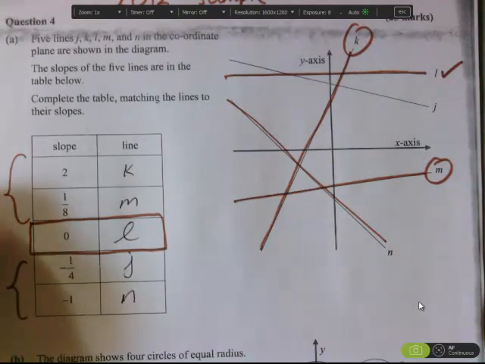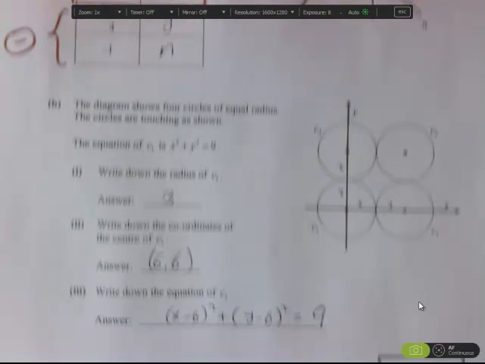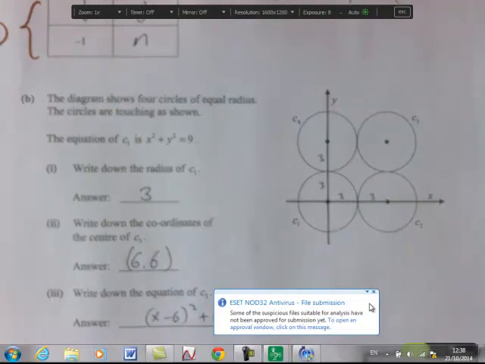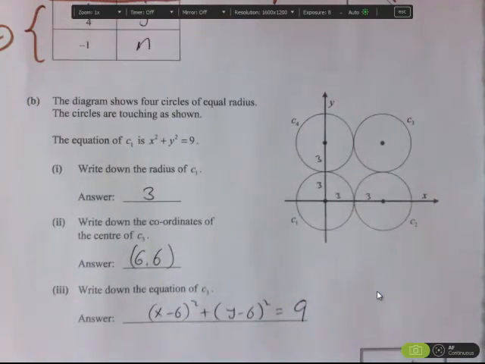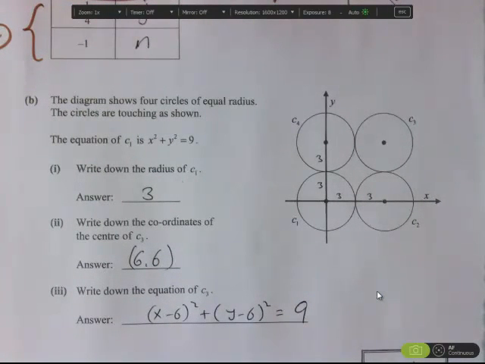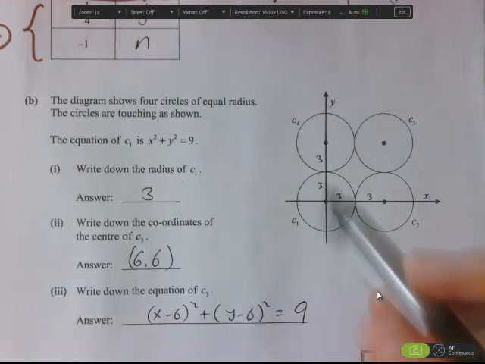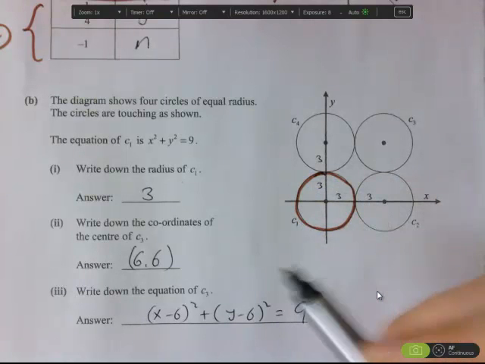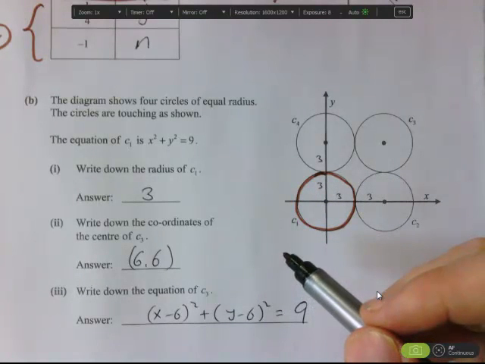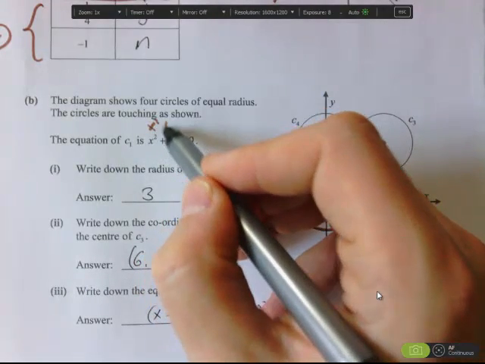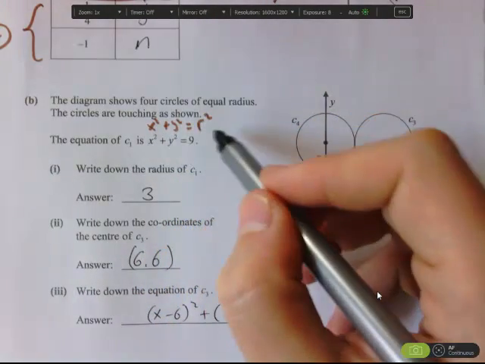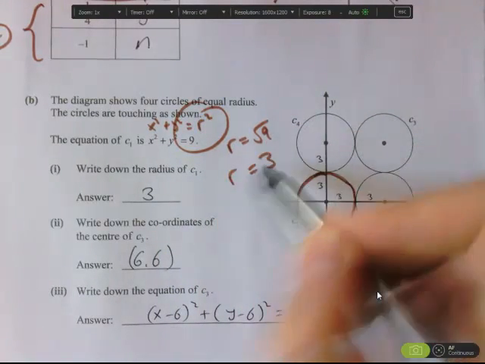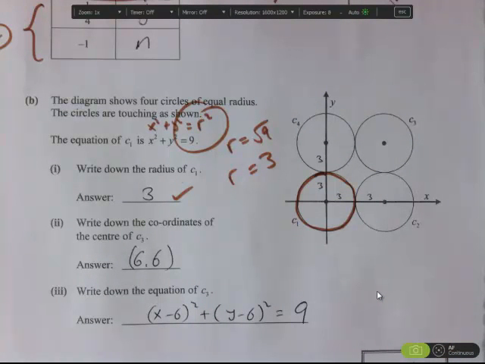So the last part of that question ties in a little bit of the stuff you've been working on in circles. The diagram shows 4 circles of equal radius. The circles are touching, and the equation of C1, the first circle, this is C1 down here, is x squared plus y squared is equal to 9. So we know that that's of the form x squared plus y squared is equal to r squared. So straight away from here we know that the radius is equal to the square root of 9, radius equals 3, which is the first thing that we actually get asked.